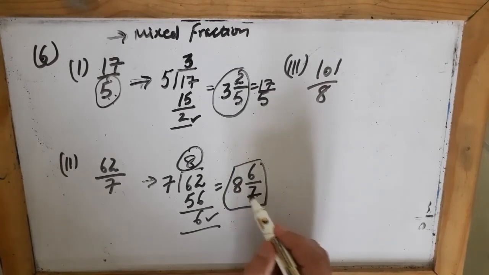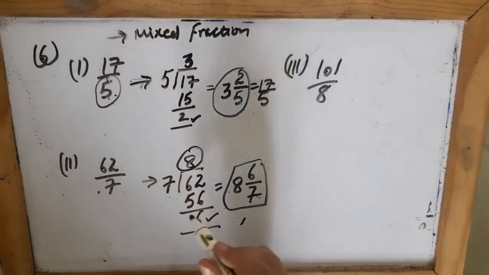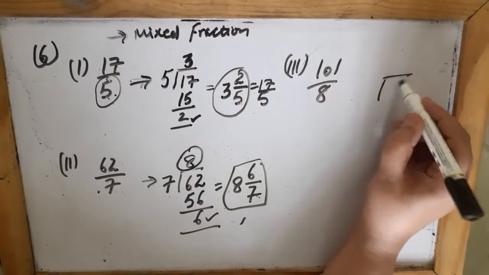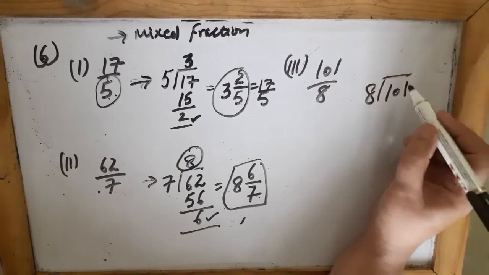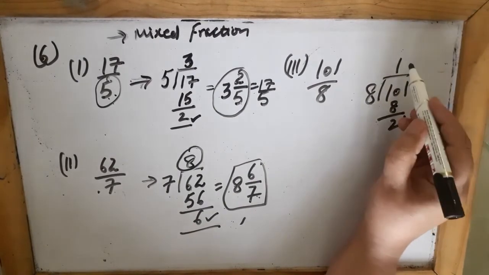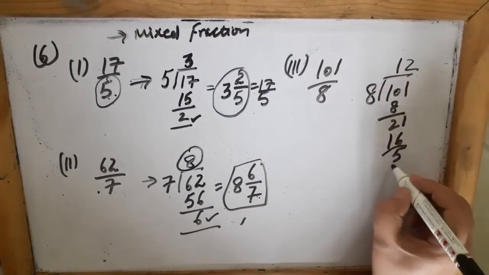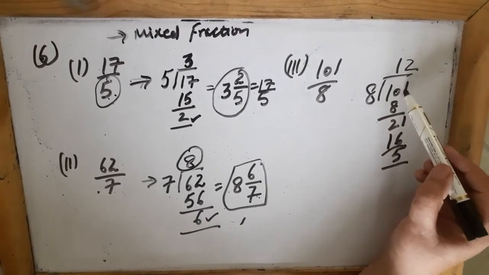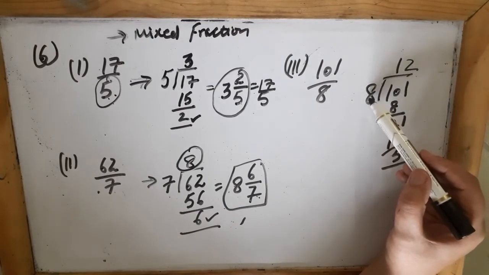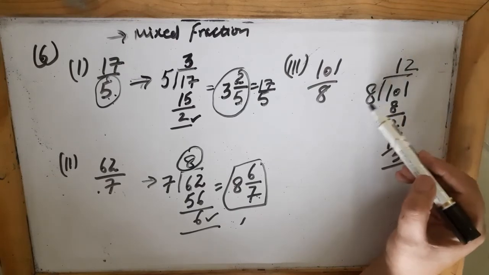Now 7 8s are 56 plus 6 is 62 by 7. Now 101, I have to divide with 8. So 8 ones are 8, 8 2s are 16 and I am left with 5. It means when I divide 101 with 8, it is divided 12 whole times with 8.